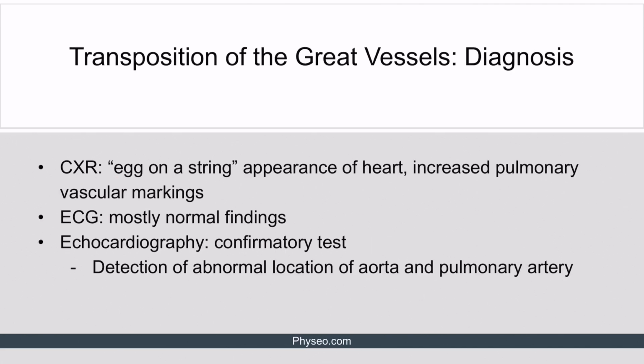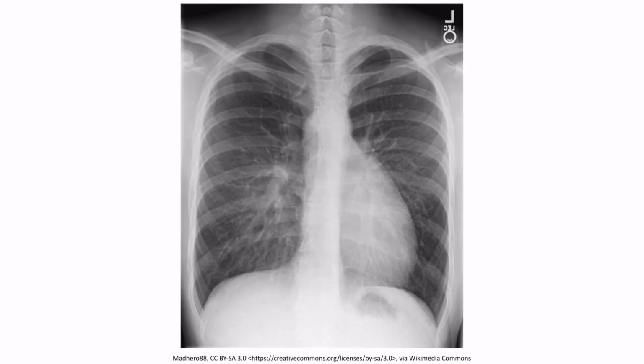Let's discuss the diagnosis. Chest X-ray shows a typical egg on a string appearance of the heart, egg being the enlarged globular heart and string being the narrow superior mediastinum. However, ECG mostly shows normal findings. Echocardiography is the confirmatory test as it detects the abnormal location of the aorta and pulmonary artery. This chest X-ray is showing the classic egg on a string appearance, which is seen in transposition of great vessels.